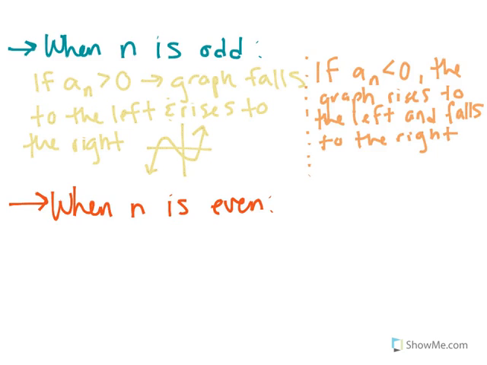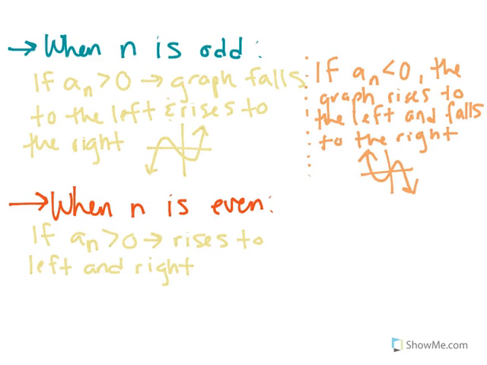And the exact opposite happens if a sub n is less than 0. In other words, if it's negative, the graph rises to the left and falls to the right. So the exact opposite would happen here, something like this. So the one in yellow is for positive polynomials. The one in orange represents negative polynomials, only for odd polynomials.